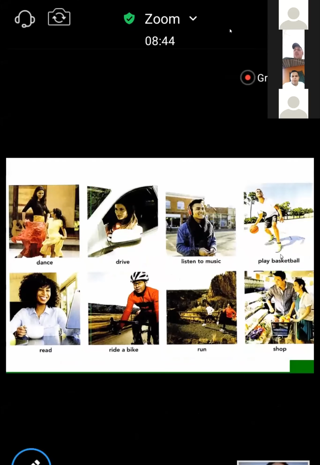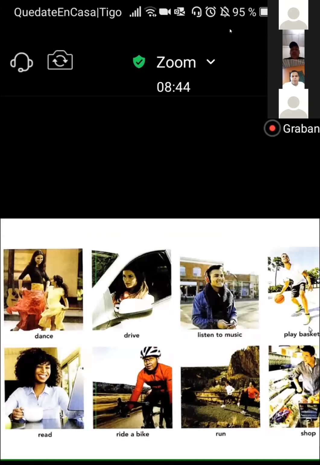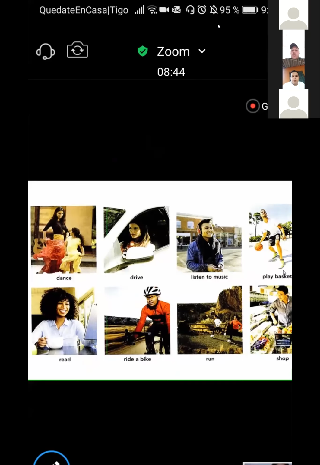La otra: do you listen your music in the morning? Bien. ¿Tú escuchas tu música en la mañana? ¿Tú escuchas música en la mañana? Listen to music in the morning.